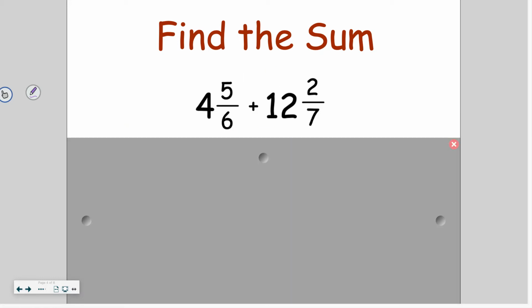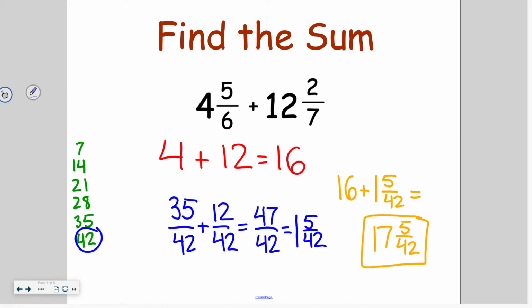Go ahead and try this one on your own. We start by adding our whole numbers. 4 plus 12 is 16. We look at our two denominators and see that 7 is the bigger one. So we do 7 times 1, 2, 3, 4, 5. Finally, when we get to 7 times 6, it works. So we do 6 times 7, which is 42.